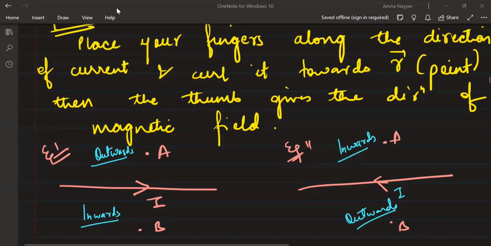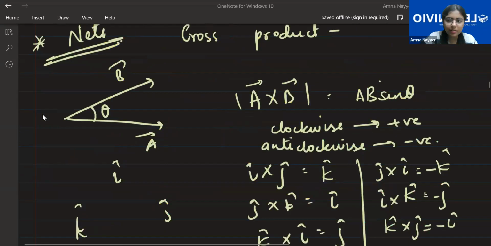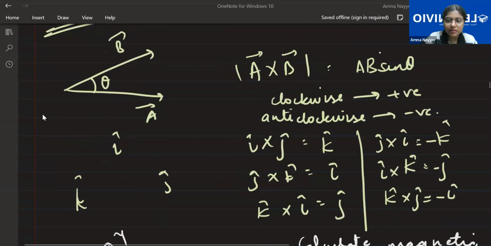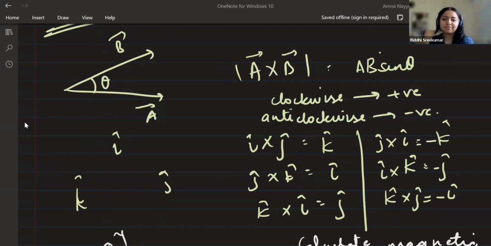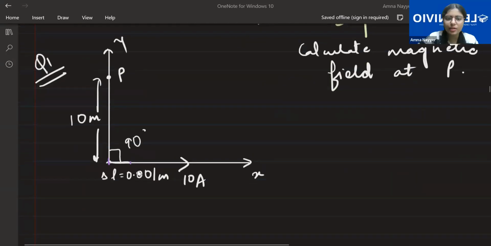Done? Okay. See, cross product, I hope you remember. You remember how to write the directions? If I say i cross j, it will give you plus k cap. You remember clockwise and anti-clockwise? Okay, great. Then no need to write this then. Many students sometimes forget, so I just put it in the notes.